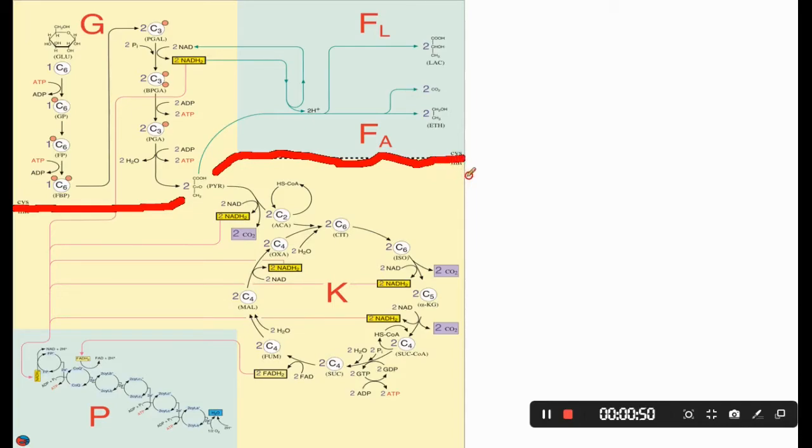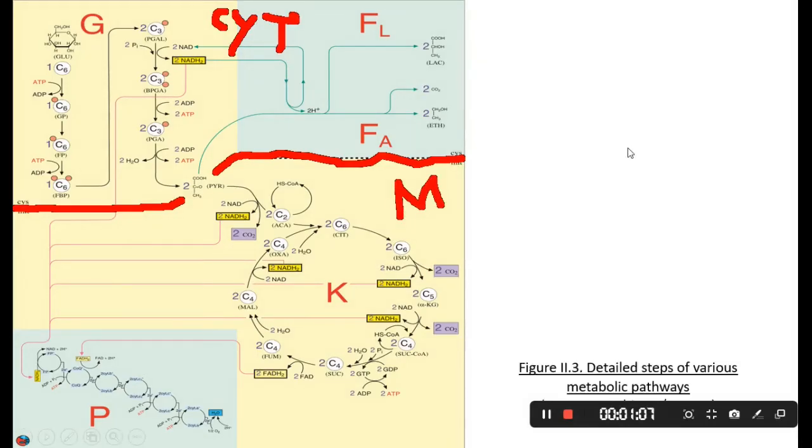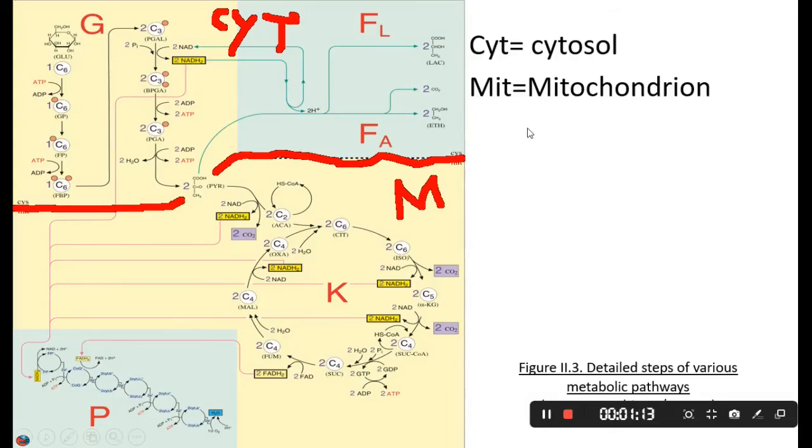This line here is the limit between the cytosol and the mitochondrion. So the cytosol will be this top part, and this bottom part will be in the mitochondrion. So the first two labels, CYT for cytosol and MIT for mitochondrion. What we can see is that glycolysis and fermentation will take part in cytosol, whereas the Krebs cycle and oxidative phosphorylation will take place in the mitochondrion.